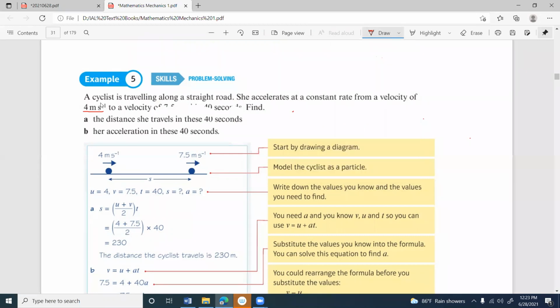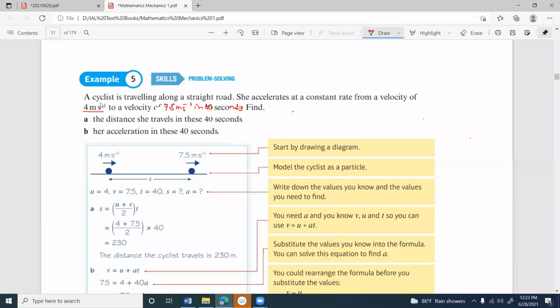Okay. A cyclist is traveling along a straight road. Yes. She accelerates at a constant rate from a velocity of 4 meters per second to a velocity of, as I remember, 7.5 meters per second in 40 seconds. Find the distance traveled in 40 seconds.